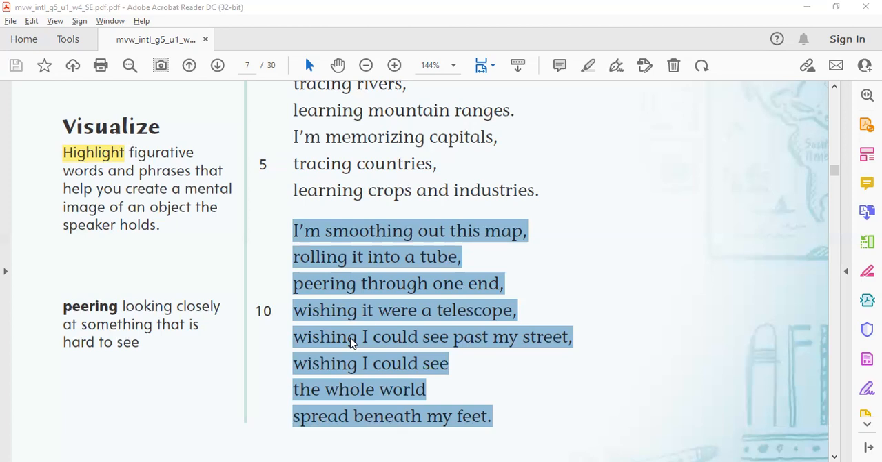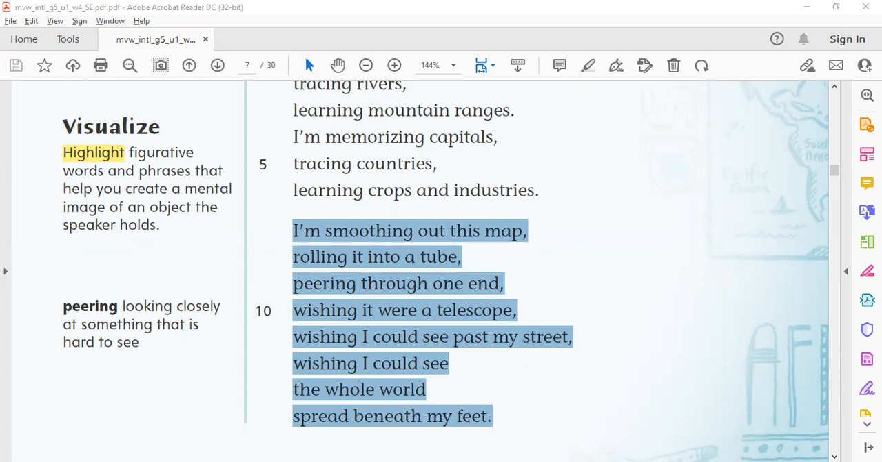Because she repeats. She wants to know about the world, or she doesn't want to know about the world? She wants to know about the world, and she tries to know about the world.